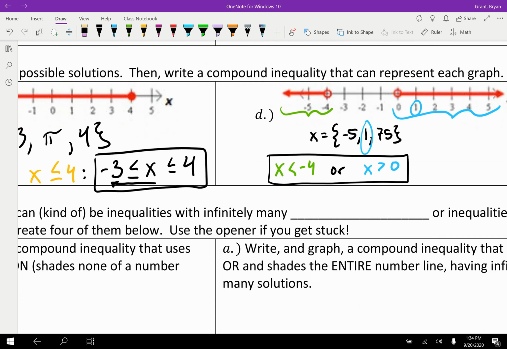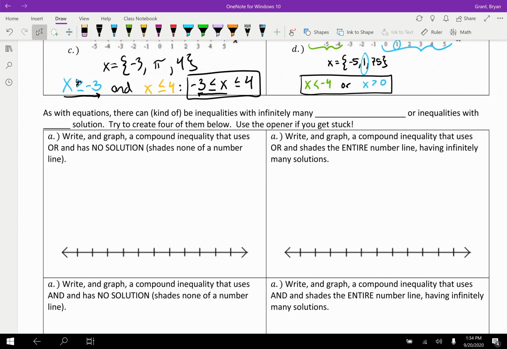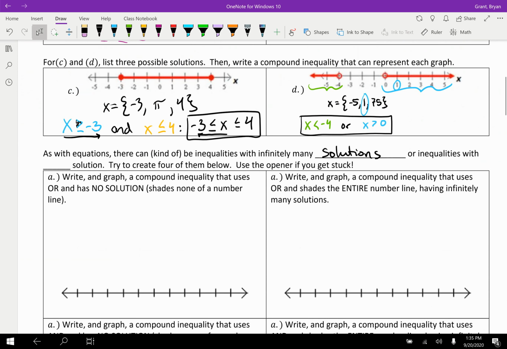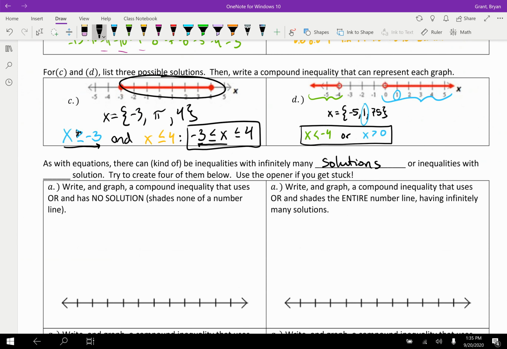All right, now a little bit of a challenge for you guys, because as we learned with equations, there can kind of be inequalities, well, and there definitely can be inequalities with infinitely many solutions. And when I say kind of, I mean realize that this has infinitely many solutions up here, right? There are an infinite number of numbers between. But what I mean for infinitely many solutions is we wouldn't even have restrictions. It would really just be every single number. Or you could also have inequalities, of course, with no solution. So we should probably look at those two quickly.